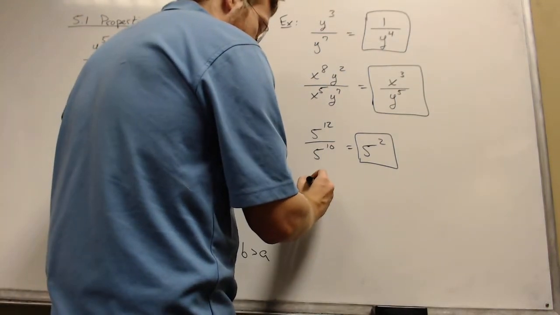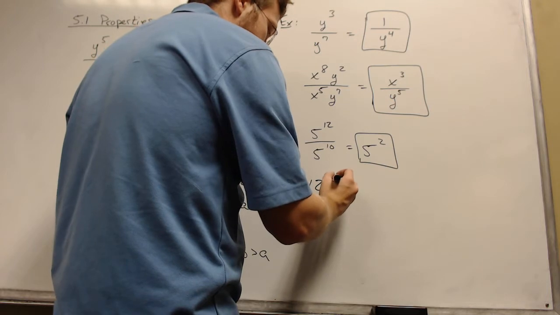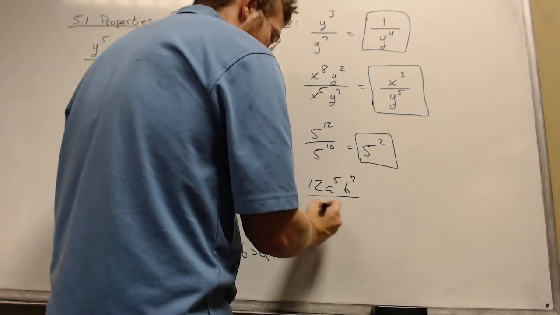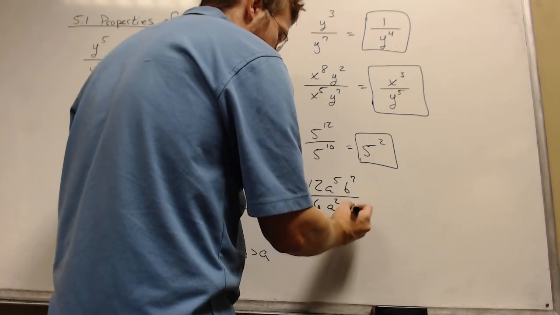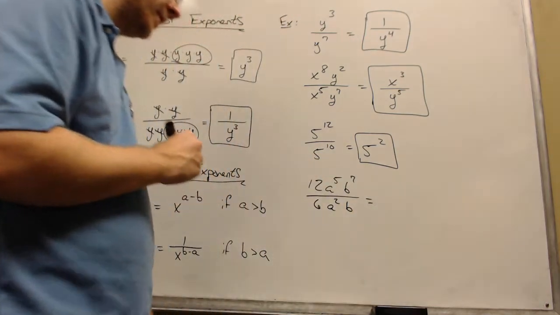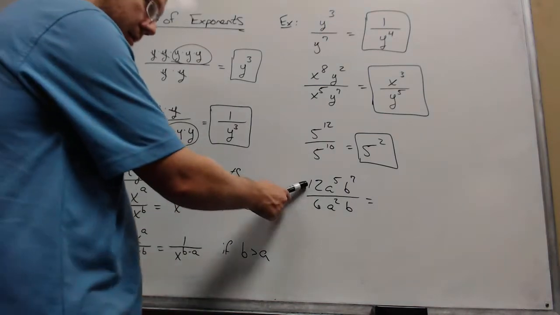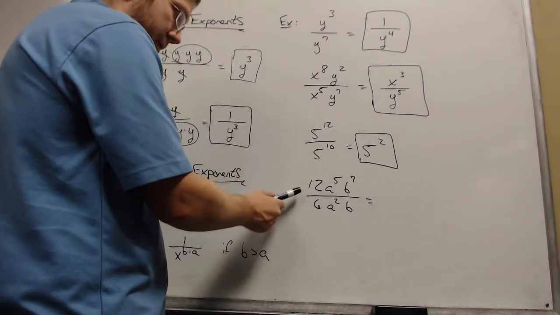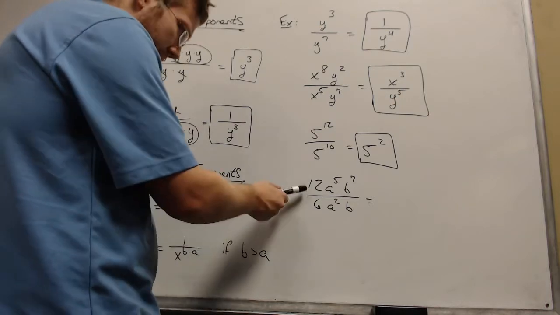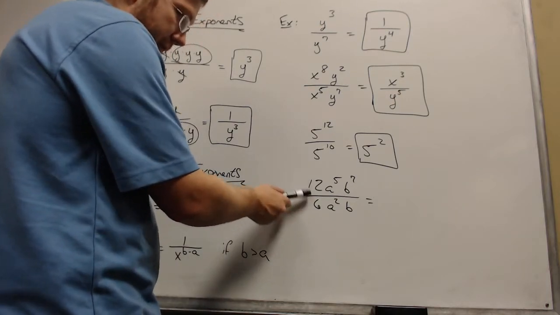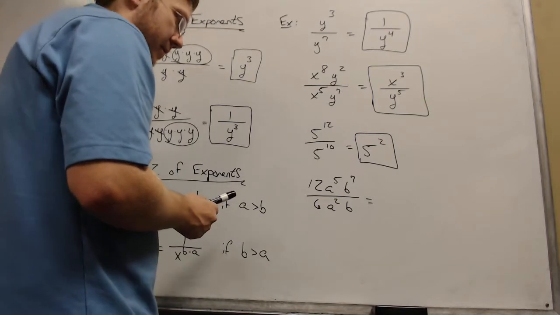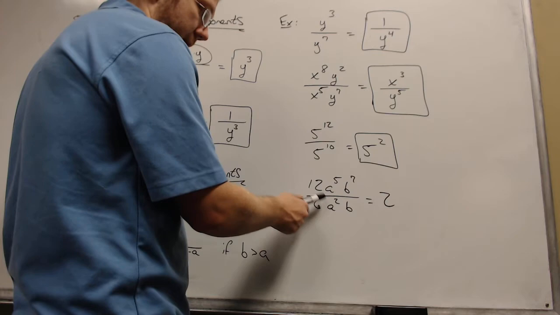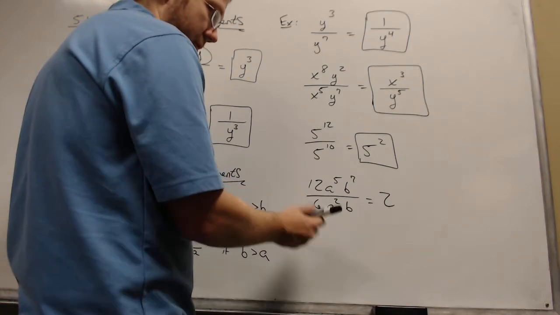If I had 12a to the 5th, b to the 7th over 6a squared b, well then in this case, these numbers are not being raised to an exponent, so these work as coefficients. So I'm going to want to cancel these out effectively. 12 divided by 6 is just going to be 2. When I deal with the a's, how many a's are left over between 5 and 2? Well, there's 3 a's left over.